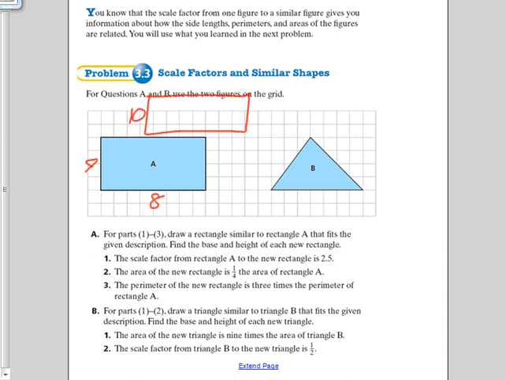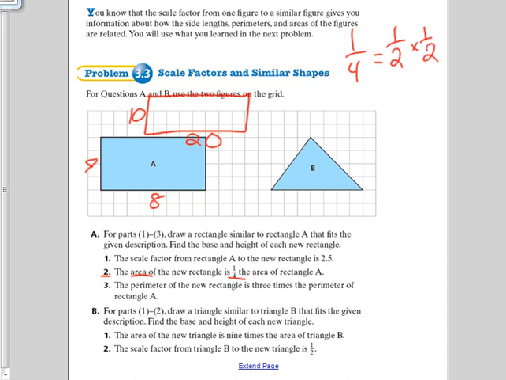All right. Your rectangle should have been, and this is obviously not to scale, 10 by 20. 10 by 20. Okay. Find the base and height of each new rectangle. That's great. Now, this one, too, a little bit confusing. The area of the new rectangle is 1/4 the area of rectangle A. Well, 1/4. We have to figure out if that's what we're multiplying by to find out the new area. Well, we just have to figure out what times what squared. What is the scale factor squared? That's going to get us to 1/4. And that's 1/2 times 1/2.